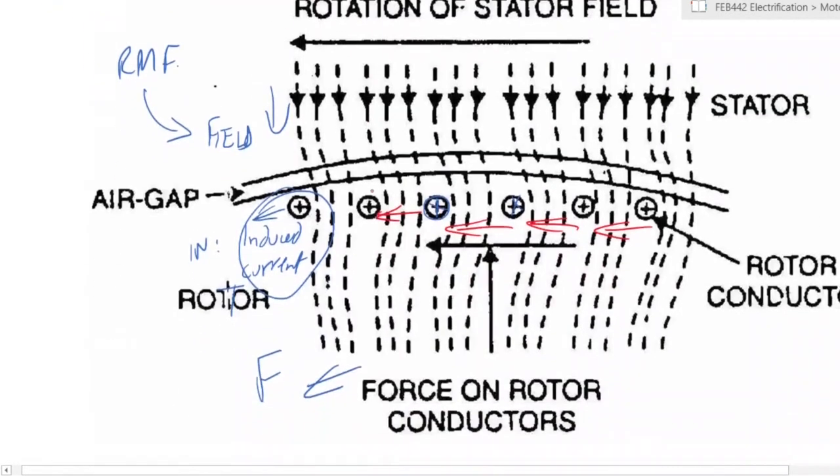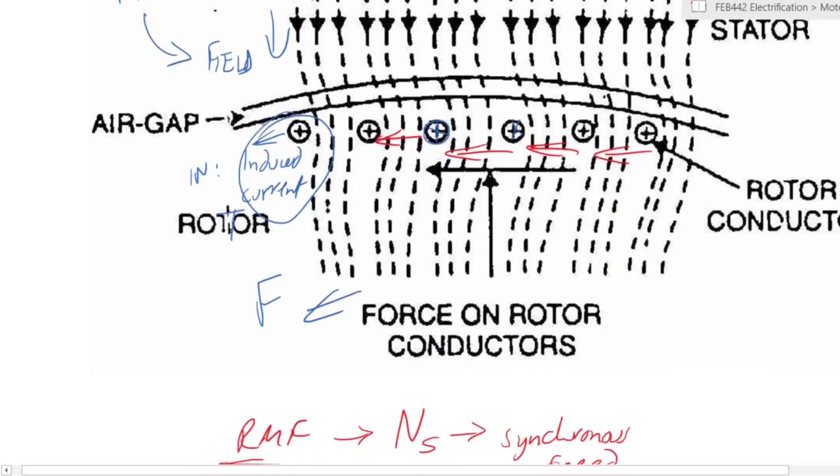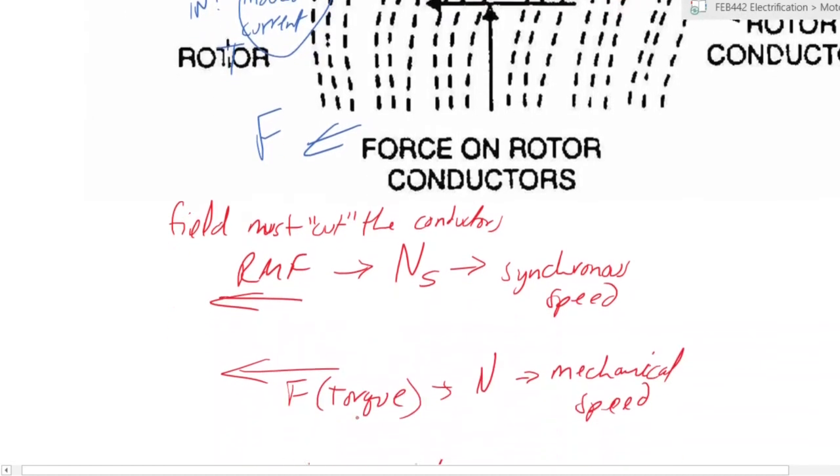There has to be a direction in which this is rotating. There must be a relative motion between the magnetic field and the current carrying conductor, right? The field must cut the conductors, right? It has to move across the conductor.